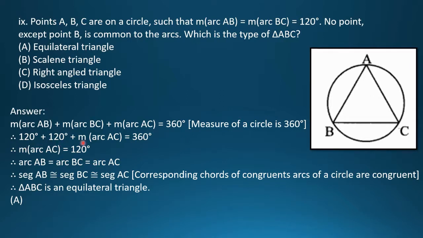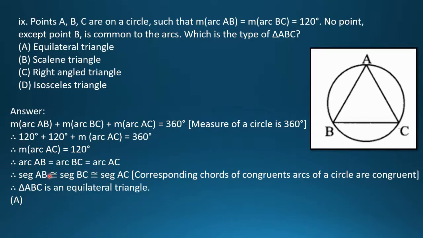So 120 plus 120 is 240, and if we take 240 to the other side, we get 360 minus 240, which is 120 degrees. So arc AC is also 120 degrees. So arc AB is 120, arc BC is 120, and arc AC as well is 120.